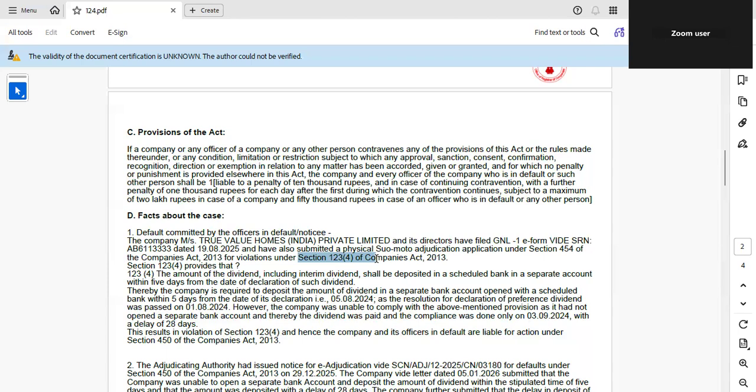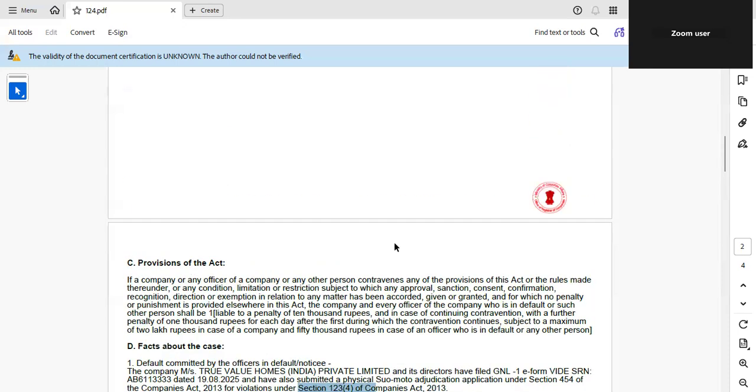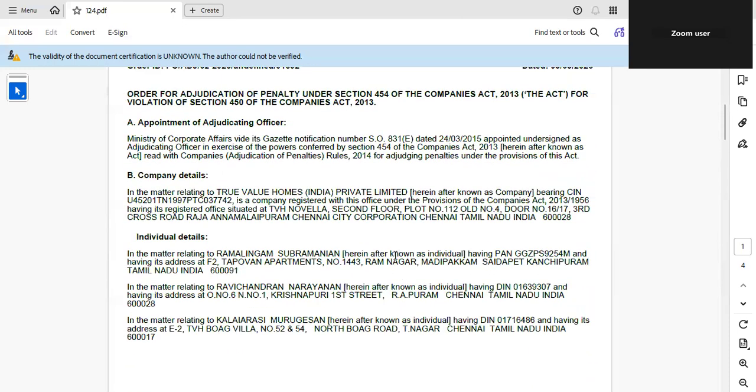We have Section 450, which talks about residual penalty. Why has Section 450 come in here? Because there is no specific penalty provided. Section 450 applies. As per Section 450, the basic penalty is 10,000, with a continuing default of 1,000 per day, and a maximum limit of 2 lakh on the company and 50,000 on the officer.